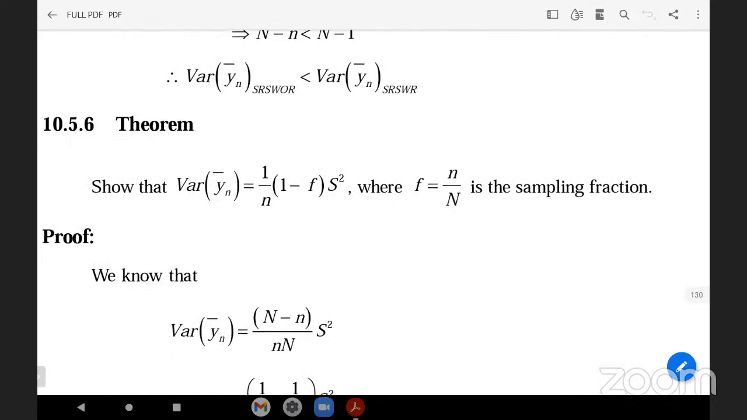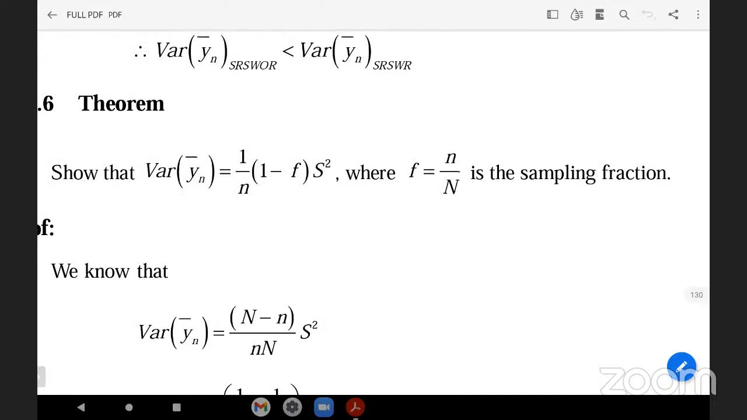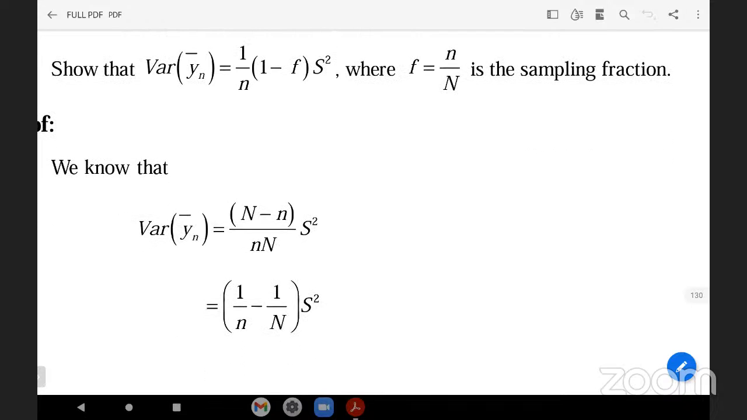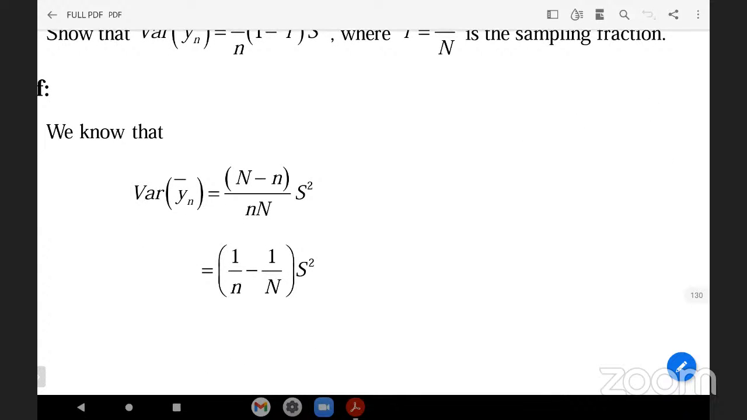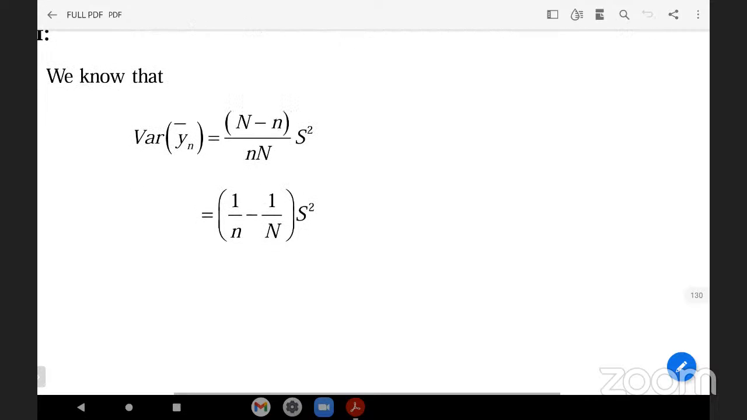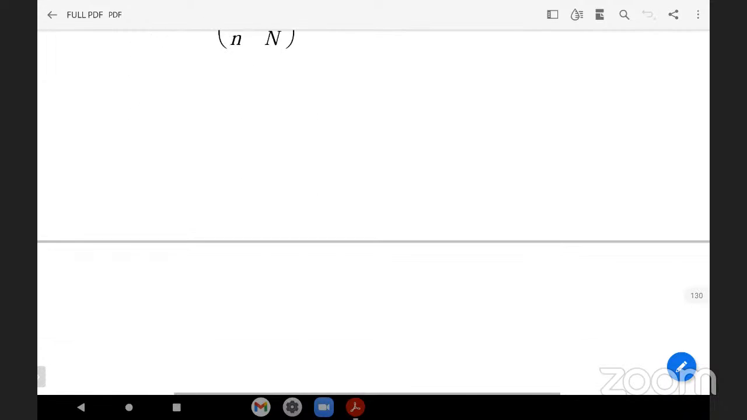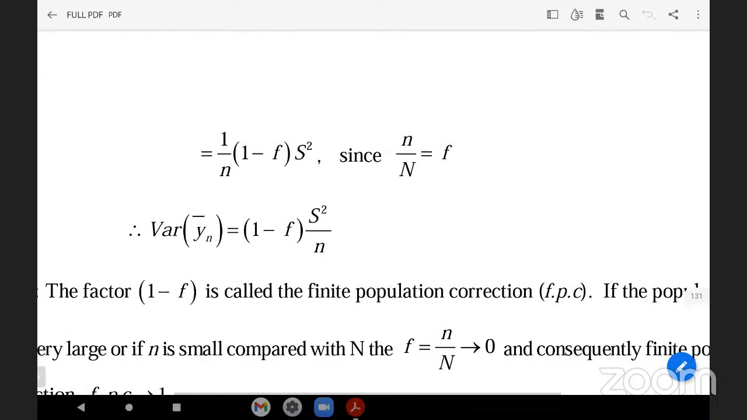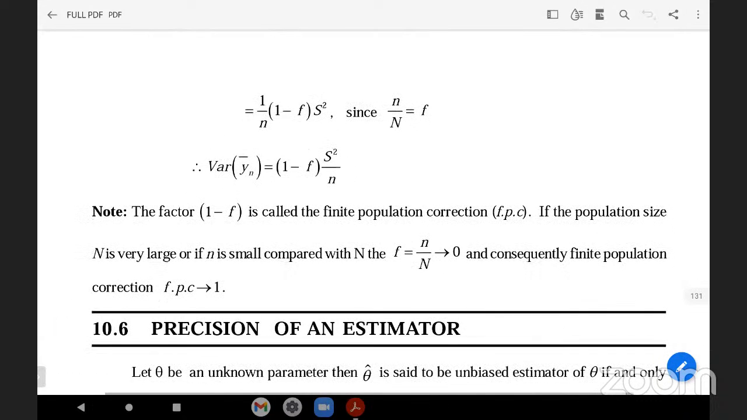Now, if I go for the sampling fraction, the variance of yn bar equals 1 by n into 1 minus f into s square, where f equals small n by capital N. Substituting, the variance of yn bar equals capital N minus small n by small n into capital N, into s square. Here the small n cancels. So with the sampling fraction, the formula is 1 minus f into s square by n.